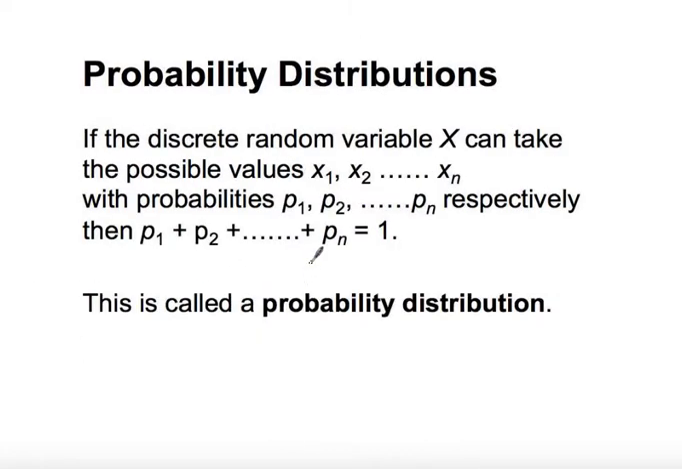Now, probability distributions. If a discrete random variable X can take possible values x1, x2, all the way up to xn, with probabilities p1 for x1, p2 for x2, and so on, so we've got pn for xn respectively, then if we add up all of these probabilities, that's equal to 1. And that is what a probability distribution is. A probability distribution for rolling a six-sided dice would simply be probability of 1 equals a sixth, probability of 2 equals a sixth, 3 equals a sixth, 4 equals a sixth, 5 equals a sixth, 6 equals a sixth. Obviously that's quite a lot of information, so what we do is tabulate this.